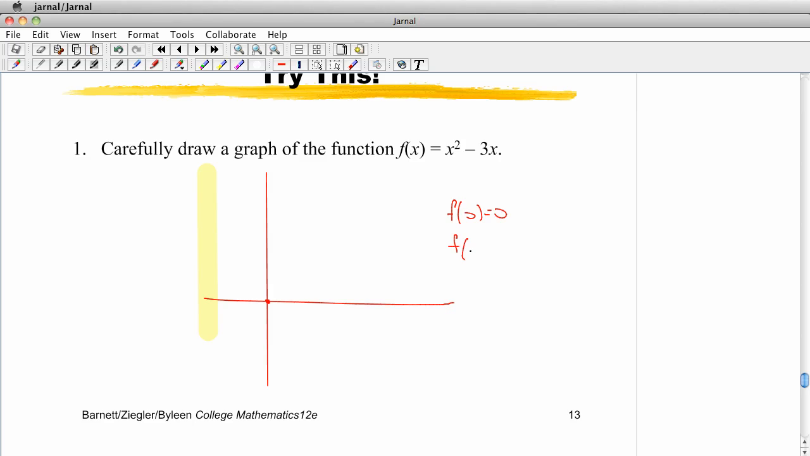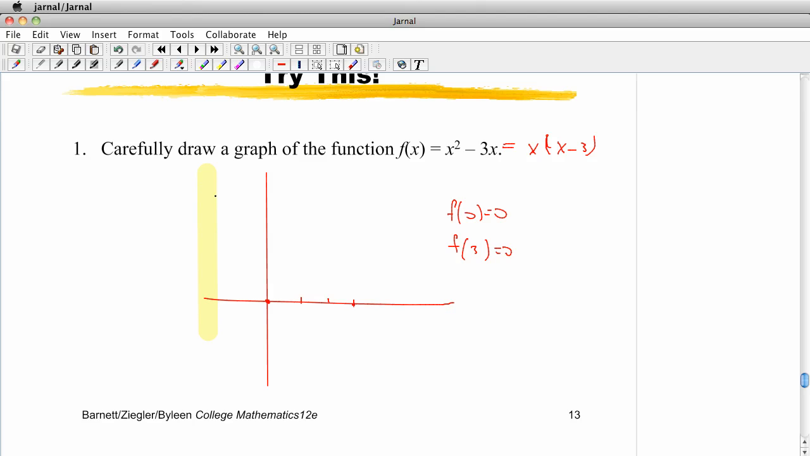And f of 3 is 0. How did I know that? Well, I'm kind of cheating here. I can see that this factors as x times x minus 3. And so I know for sure that x equals 0 and x equals 3 are the x-intercepts. So those are easy points to plot.